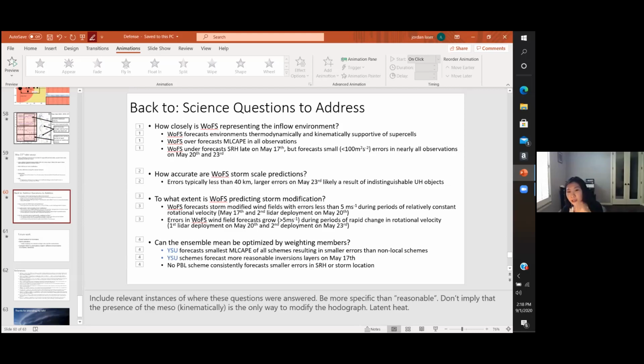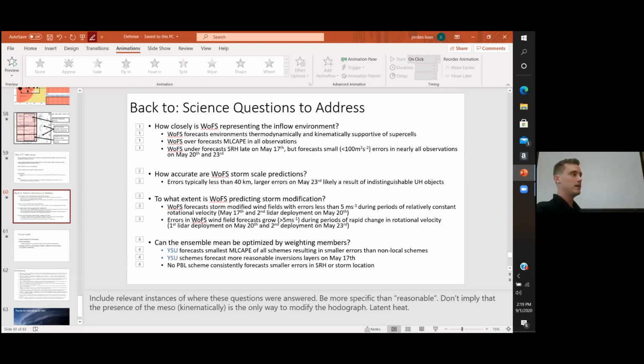Yeah, I think it would be nice to add to the end of your thesis, like, if your focus is on the difference based on the PBL scheme, did the PBL scheme with the better forecast scale of environment ultimately lead to a better forecast of the storm itself or not? I think that would be a nice concluding thing to add to your thesis.